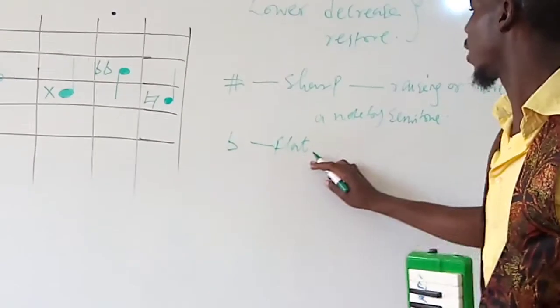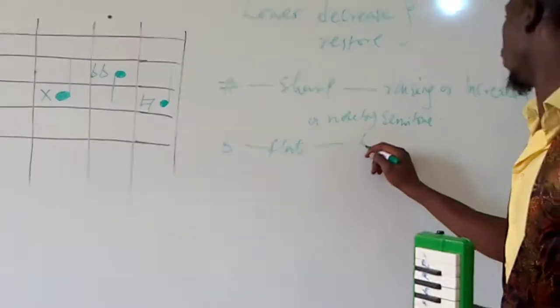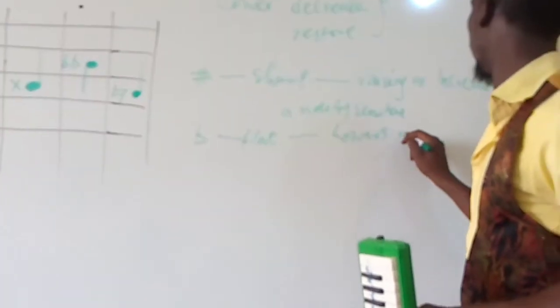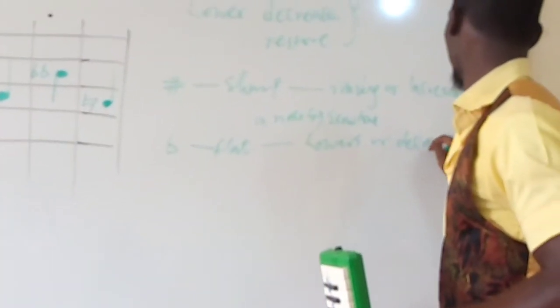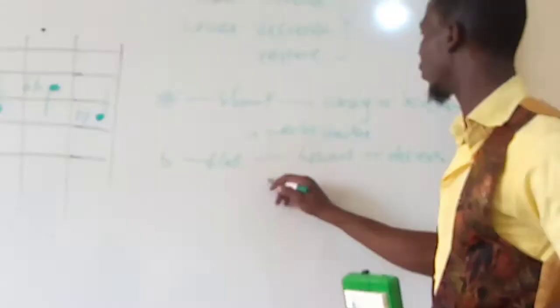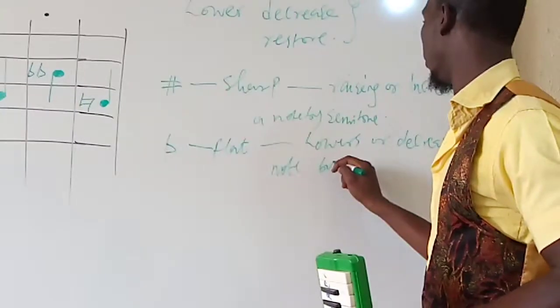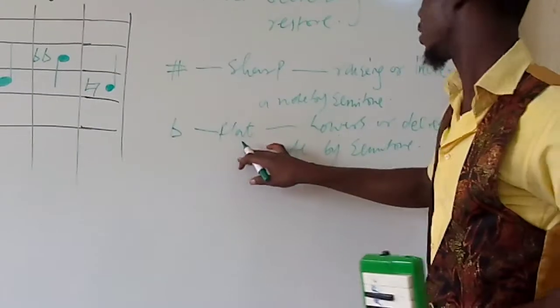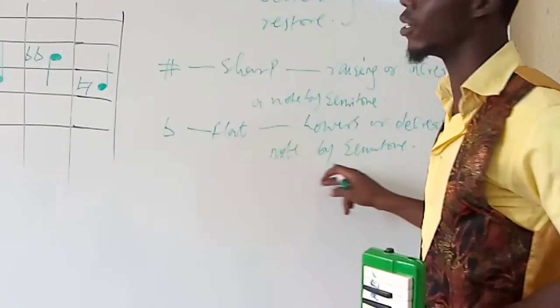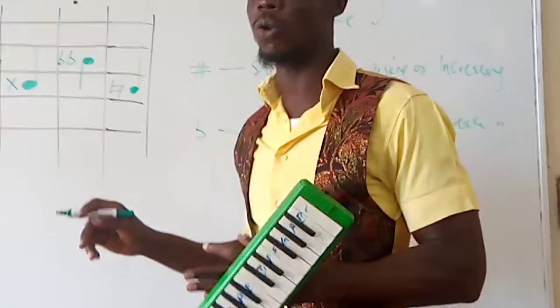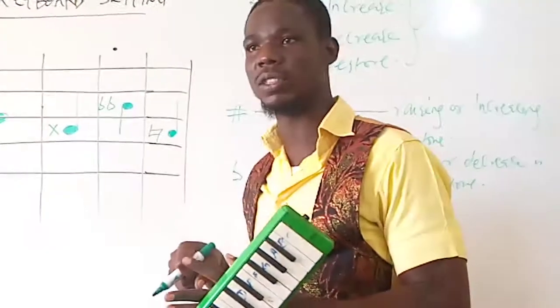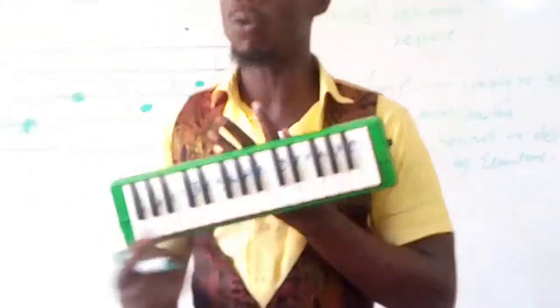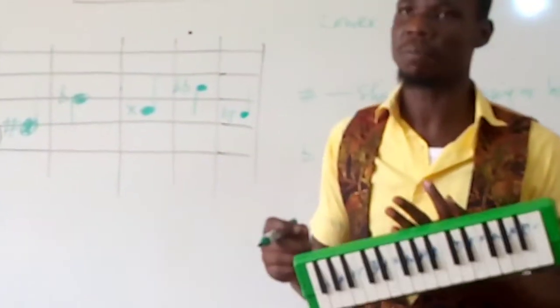The flat lowers or decreases a note by a semitone. The flat decreases or lowers a note by a semitone. In other words, it means going backwards on the keyboard or going backwards on any musical instrument you're playing.